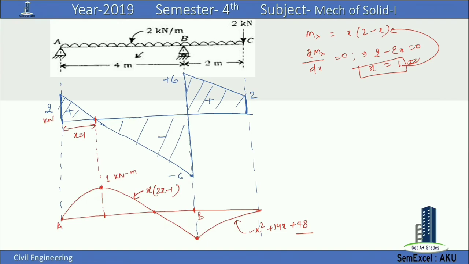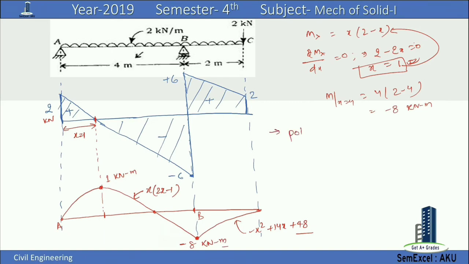And what is the value here? Put x equal to 4 in that equation. So the moment at x equal to 4 will be equal to 4 into 2 minus 4, which is minus 8 kilonewton meter. This value is minus 8 kilonewton meter.